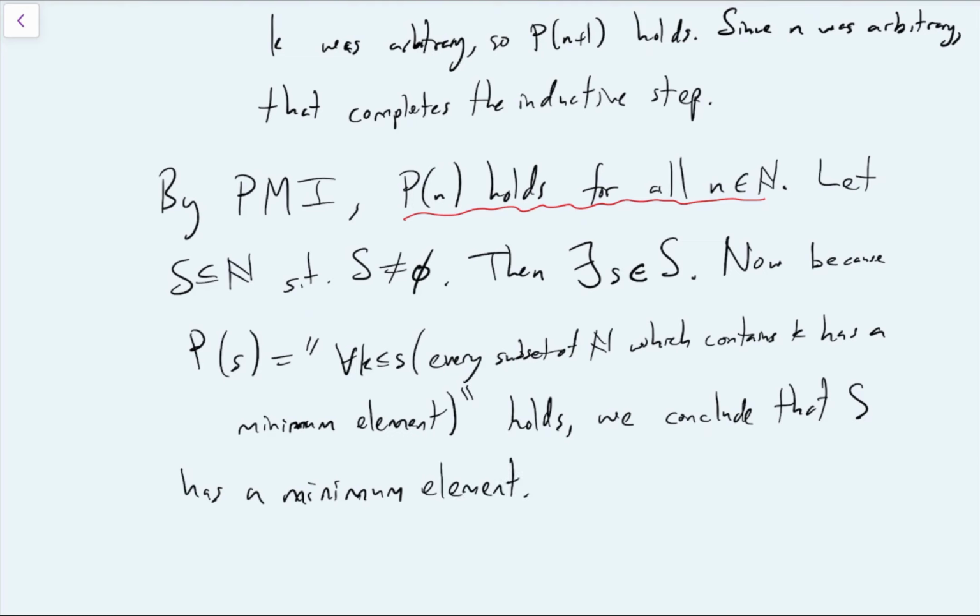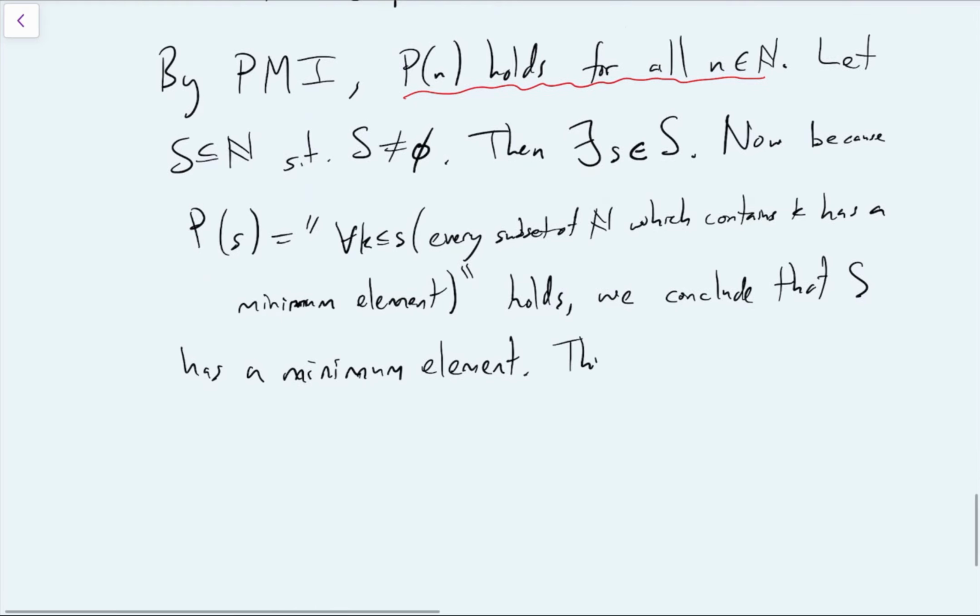That's all we have to do, because this statement P of s says something about all k less than or equal to s, but we care in particular about k equals s. If k equals s, we have right here a subset that contains k. We have this set capital S, which contains little s. And therefore, it must have a minimum element because P of little s is true. All right, so that proves the well-ordering theorem. Thus, the well-ordering theorem holds. And that was the second part of our proof. So I'll put a little QED box. Very nice.